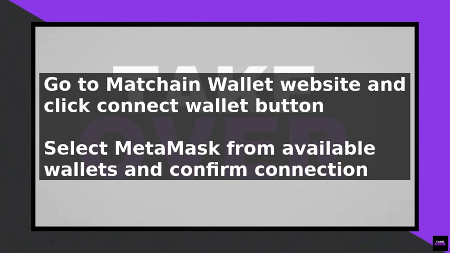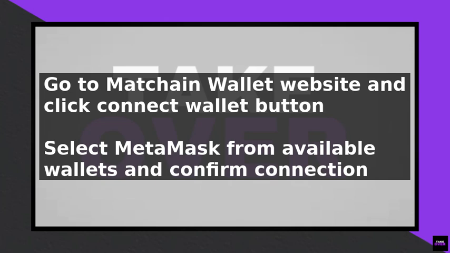Now, go to the Matchain wallet website and click on the Connect Wallet button. Select MetaMask from the list of available wallets. You will be redirected to the MetaMask extension where you will be asked to confirm the connection. Click on the Next button and then Connect.